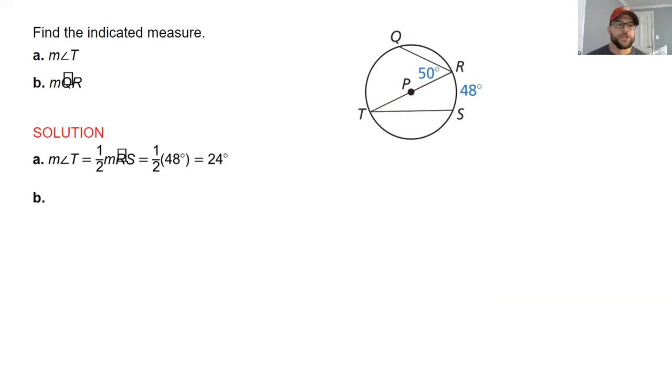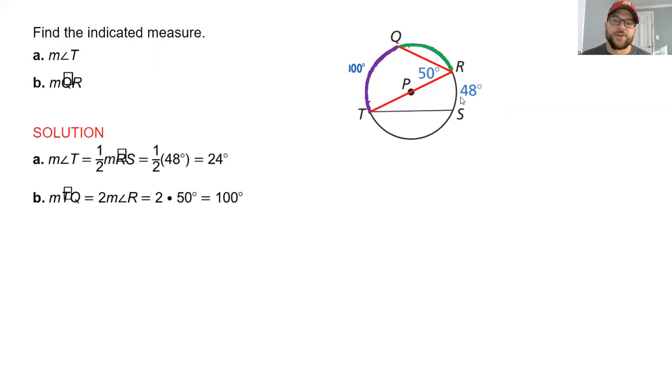Now part B, to find the measure of arc QR, which is the green arc indicated there. First, we need to find the measure of this arc right here using this inscribed angle of 50 degrees. Since we are going from in to out, from smaller to bigger, we multiply by 2 to get the arc QT on the outside. So 2 times 50 is 100 degrees.